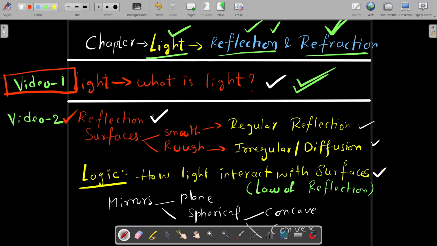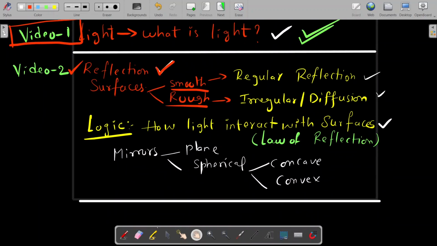Here we are going to talk about what we mean by reflection and surfaces. What are the types of surfaces? Smooth and rough. Next, the logic of how light interacts with surfaces, and from this we are going to know what the law of reflection is. After that, we are going to talk a little bit about what mirrors there are: plane mirror, spherical mirror, and in that concave and convex. Okay, let's start the video now.